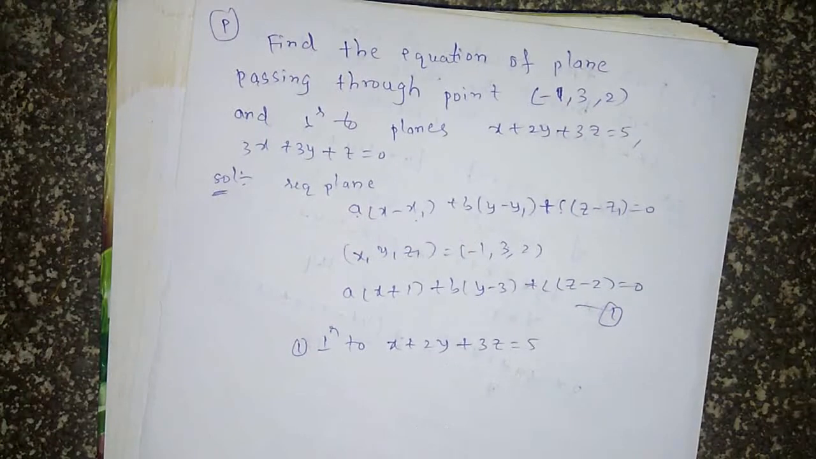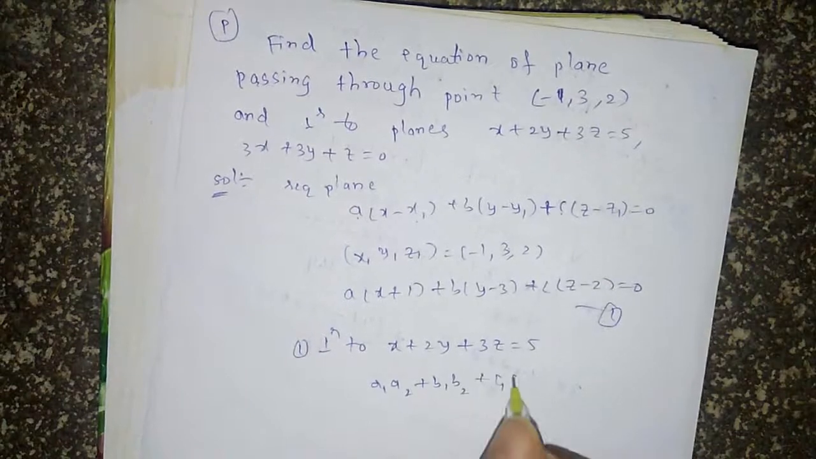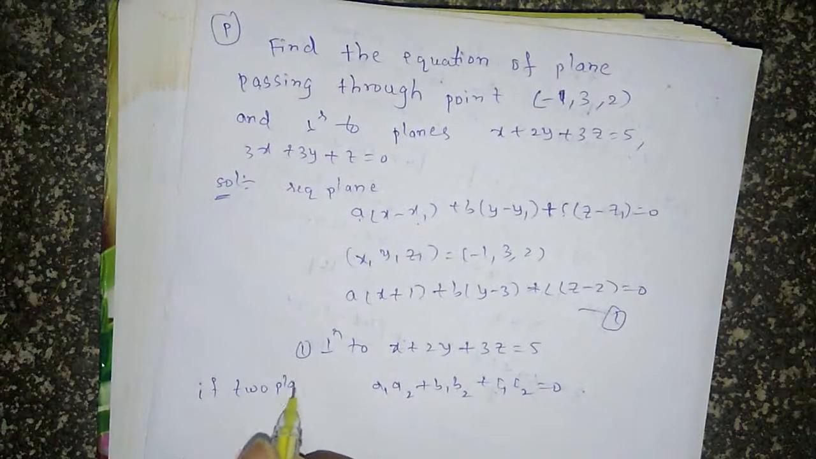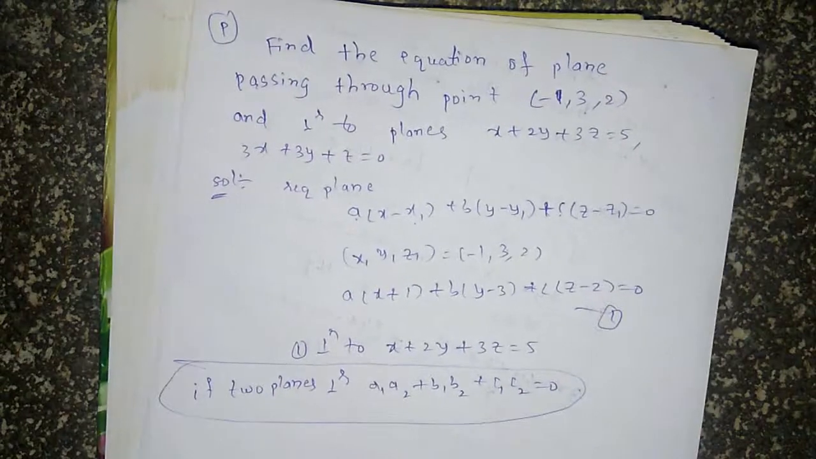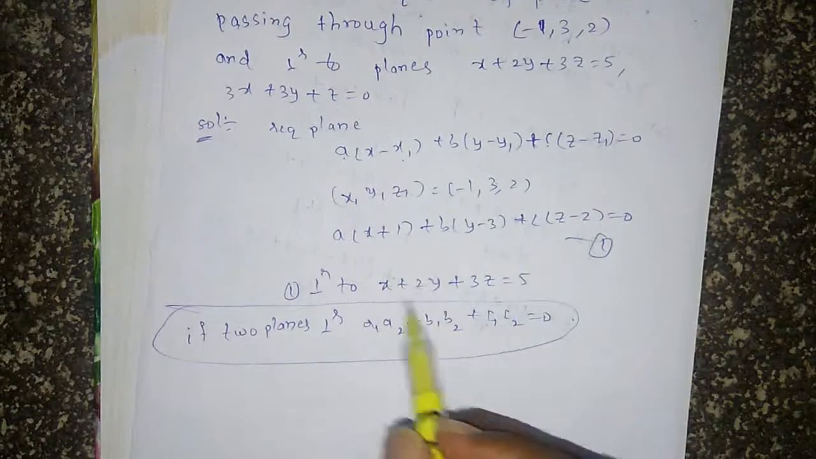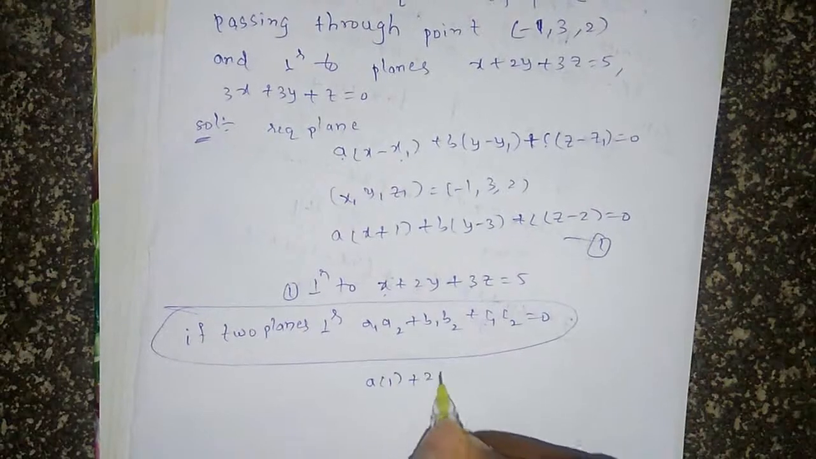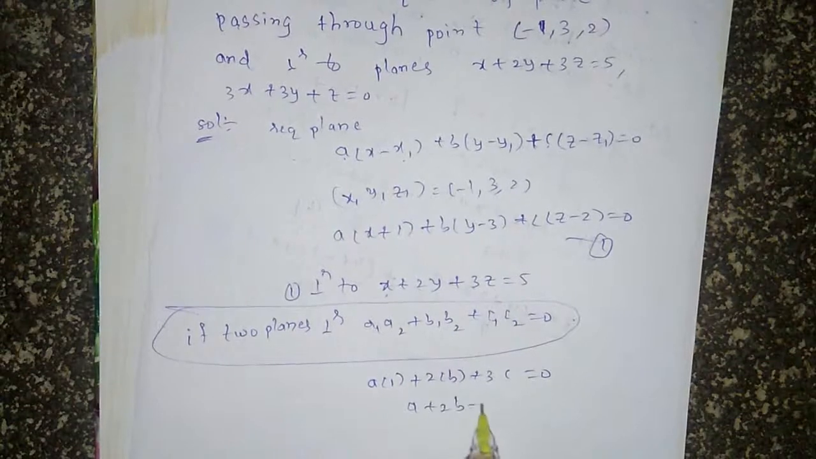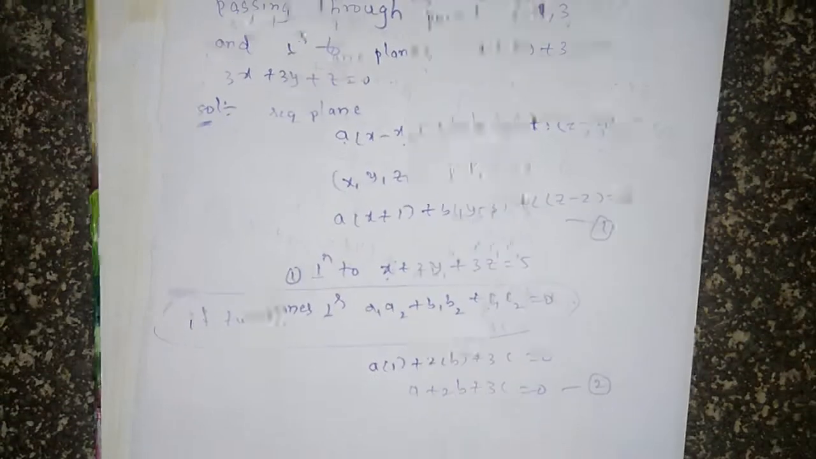Now 1 is perpendicular to the plane x plus 2y plus 3z is equal to 5. If two planes are perpendicular, a1 a2 plus b1 b2 plus c1 c2 is equal to 0. This is the condition. So apply here. So A1, B1, C1 are A, B, C. A2, B2, C2 are here. That is A into 1 plus 2 into B plus 3 into C is equal to 0. A plus 2B plus 3C is equal to 0. That is the condition. Let us take it as 2.